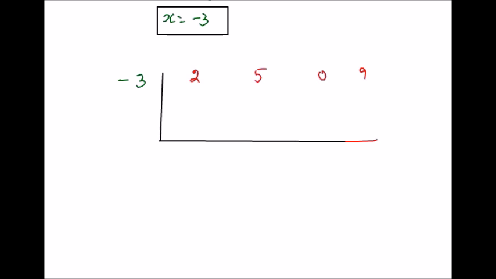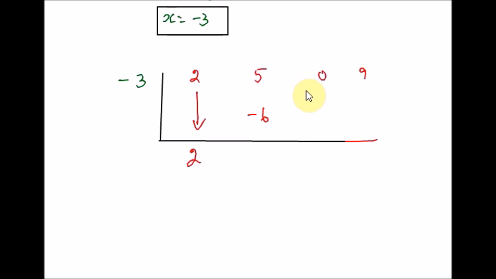Now let us start with synthetic long division. We have to bring the leading coefficient, that is the first number, straight down once the problem is set up correctly. Okay, now let us bring down this 2. Now let me multiply the number in the division box with the number that I have brought down, and I'm going to put the result in the next column. Okay, so 2 times negative 3 will give you negative 6.